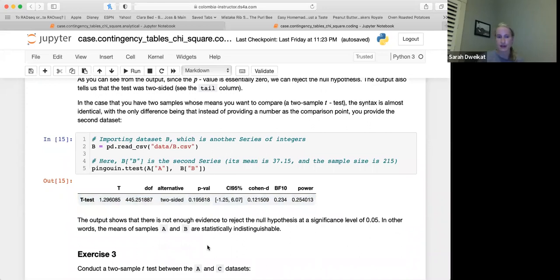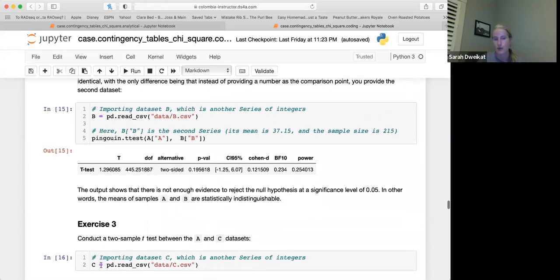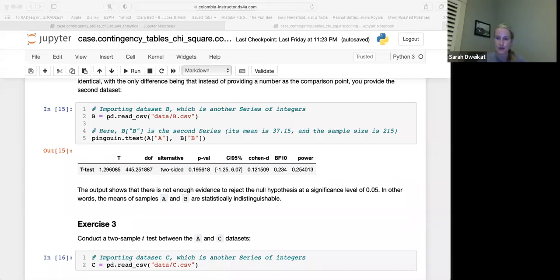So let's try exercise 3. Conduct a 2-sample t-test between the A and C data sets. We will go ahead and give you the code to import the C data set. So go ahead and do that 2-sample t-test, kind of like this, between the A and C data sets now.